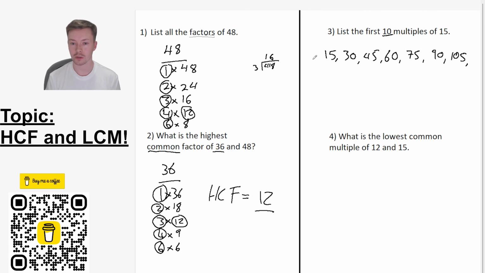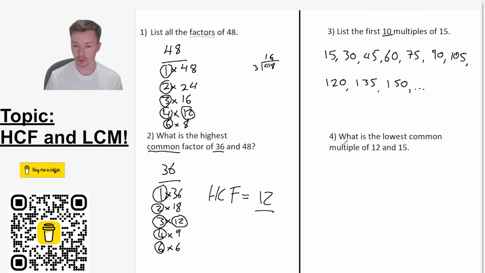Okay, 1, 2, 3, 4, 5, 6, 7. Add 10, 115, add 5 is 120. Add 10, add 5, 135. And then add 10 and add 5, I get 150. Now I know I have to finish at 150 because 10 times 15 is 150. So there, my first 10 multiples end at 150, and you can obviously keep going, but we don't need to do that for this question. Okay, next question, what is the lowest common multiple of 12 and 15?